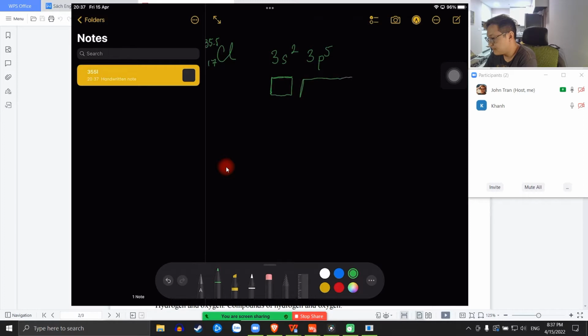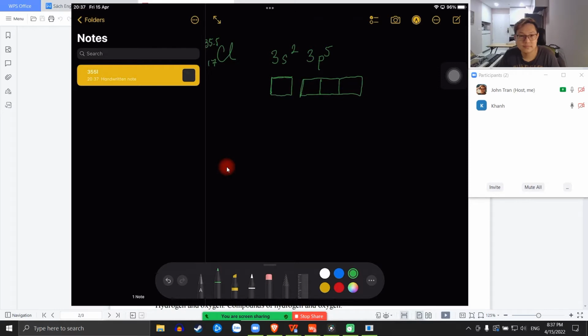Of course, p is like 3 squares, isn't it? Yeah. So how do you fill in these squares? These squares represent the orbitals. How do you fill them in? Which rules do you use to fill them in?